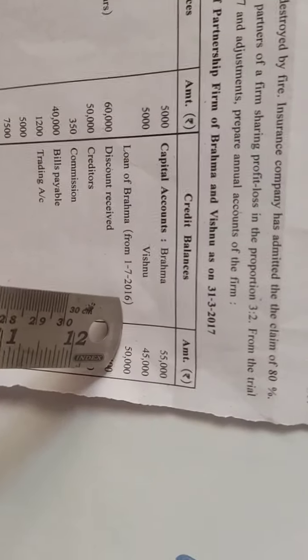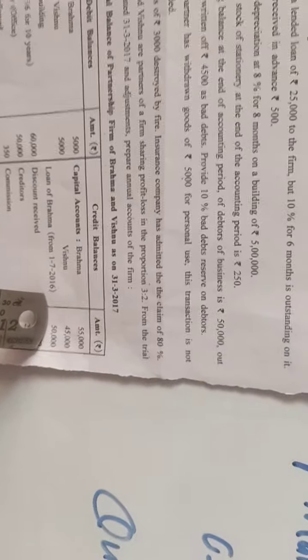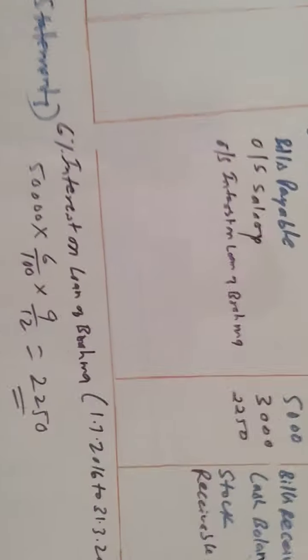And the last adjustment is regarding loan of Brahma, which is from 1/7/2016, 50,000. Loan we have already mentioned at the balance sheet liability side under non-current liability, but here we will have to give him interest. Now this is the question: interest rate is not mentioned. So according to the rule, if interest rate is not given on a partner's loan, 6% annual interest is given to the partners. So we will calculate 6% interest.